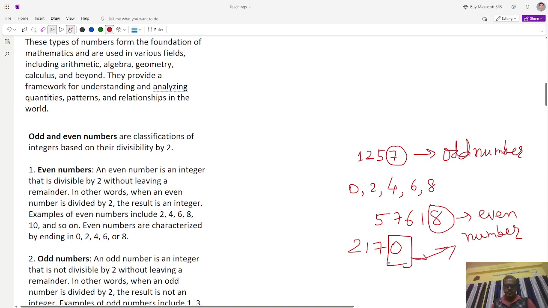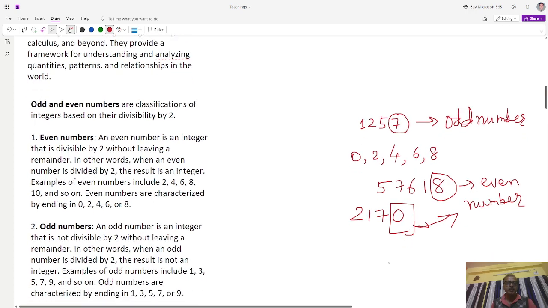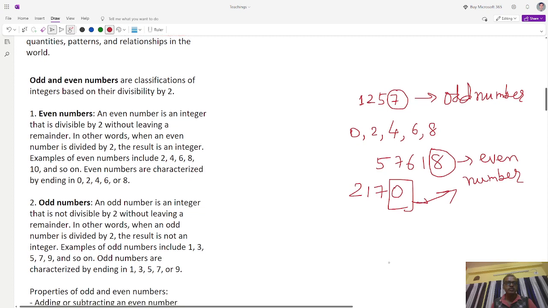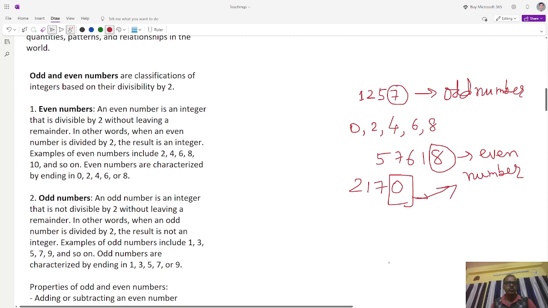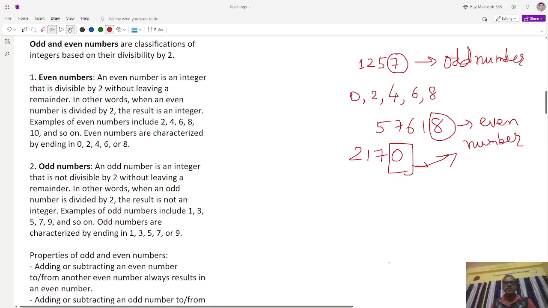Other than even numbers, all whole numbers or all integers are odd numbers. An odd number is an integer that is not divisible by 2 without leaving a remainder. In other words, when an odd number is divided by 2, the result is not an integer. Examples of odd numbers include 1, 3, 5, 7, 9, and so on. Odd numbers are characterized by ending in 1, 3, 5, 7, 9.